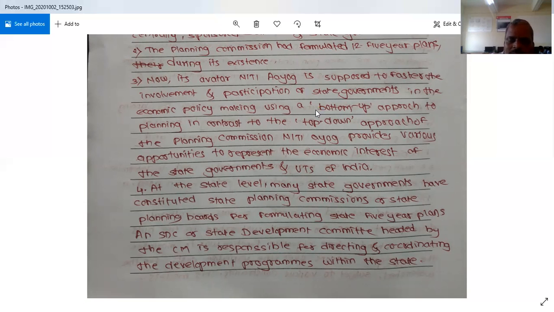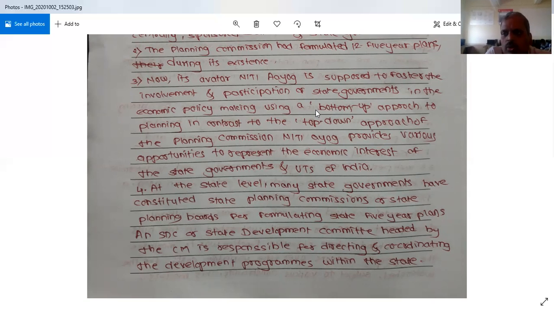At the state level, many state governments have constituted state planning commissions or state planning boards for formulating state 5-year plans. An SDC or state development committee headed by the chief minister is responsible for directing and coordinating the development programs within the states. Now see here, Niti Aayog is the central government team.